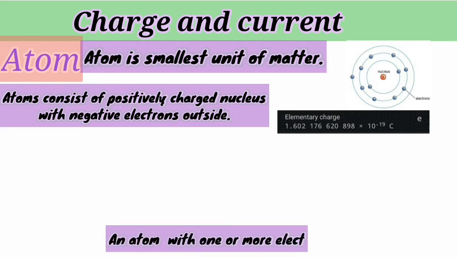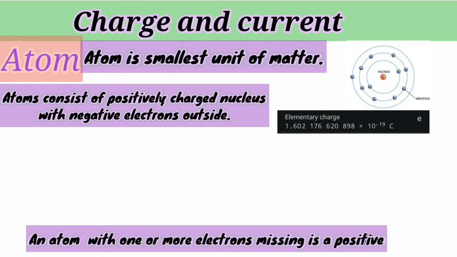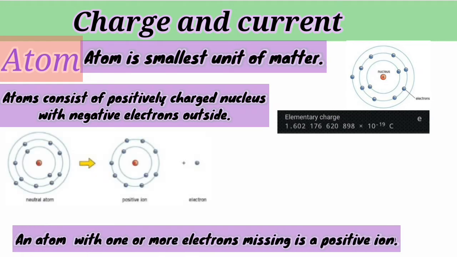Normally, atoms have equal numbers of positive and negative charges so that their overall charge is zero. But for some atoms, it is relatively easy to remove an electron, leaving an atom with an unbalanced number of positive charges. This is called a positive ion.